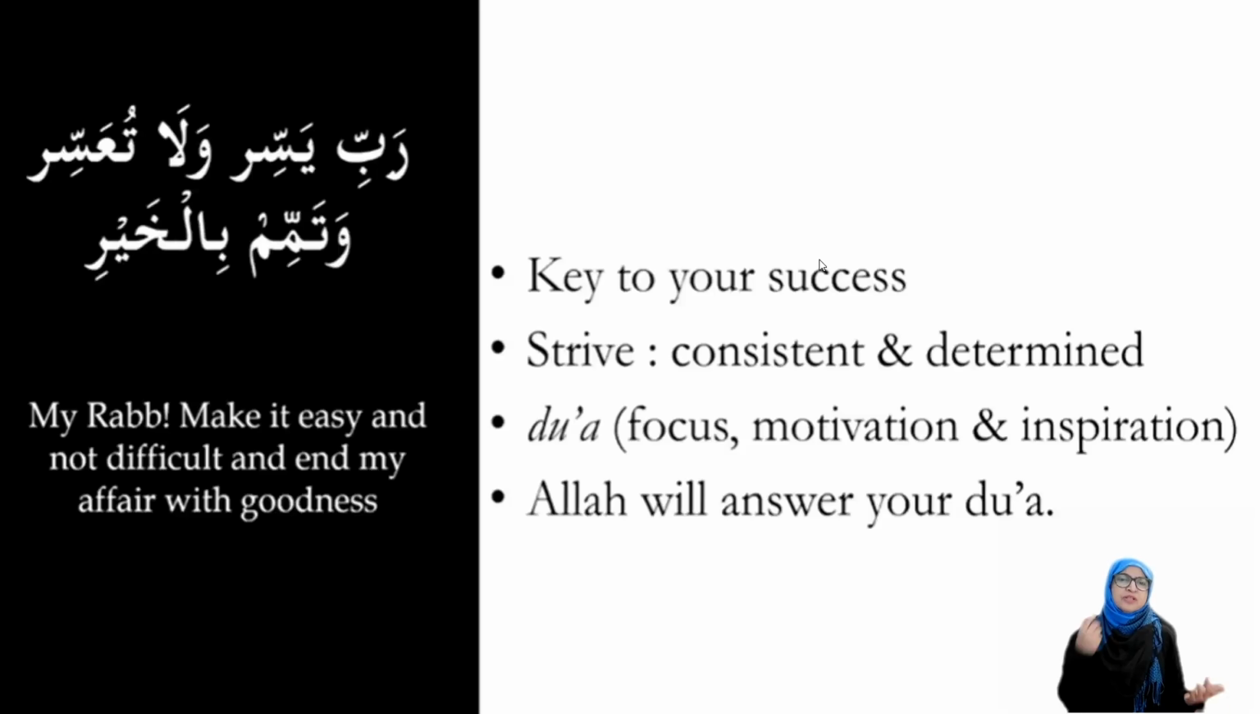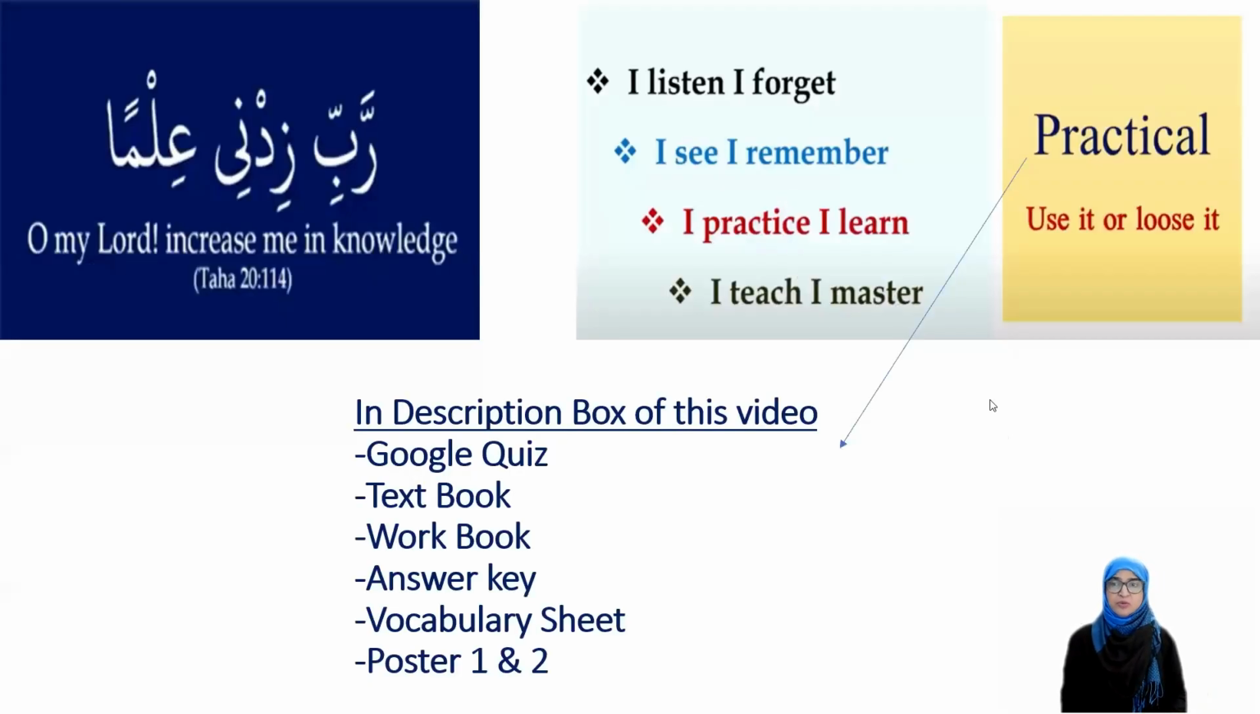But for this, let us just do the dua. Please make dua that Allah can help us, you and me. Allah help us to focus on our work and to do it with full motivation and inspiration. Rabbi yassir wala tuassir. That means, Ya Rab, Ya Allah, make it easy and not difficult. Wa tammim bil khair, and make the end of all our affairs good. This is the meaning of the dua, and may Allah answer our dua.